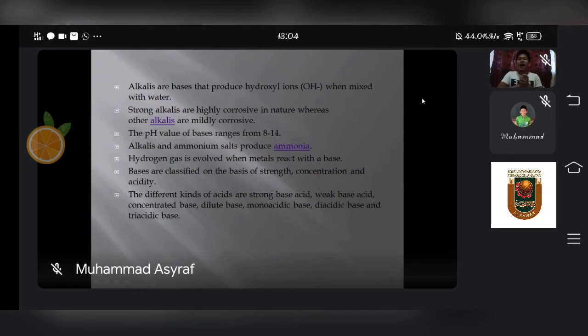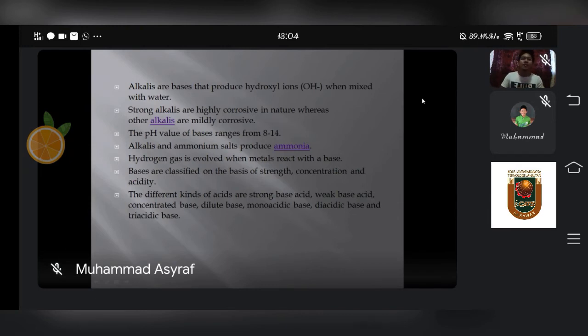Strong alkalis are highly corrosive in nature, whereas other alkalis are mildly corrosive. The pH value of base ranges from 8 to 14, and alkali and ammonium salt produce ammonia, and hydrogen gas is evolved when metal reacts with a base.